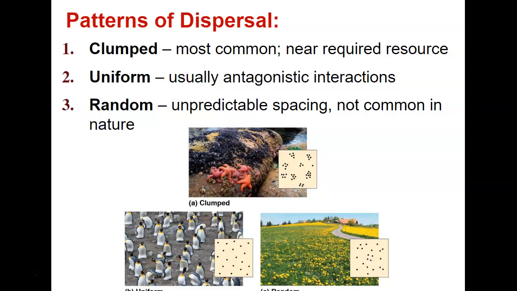And then the third is random. Basically, it's just unpredictable spacing. This happens sometimes with plants because of like seed dispersion and things like that. The seeds just happen to land in a certain spot, and then that's where the plant is growing. And so it's not totally uniform. It's just randomly dispersed. It's not super common in nature, but I would imagine it's more so common with plants.